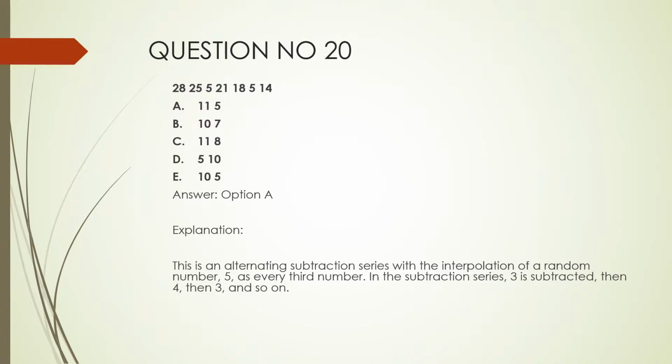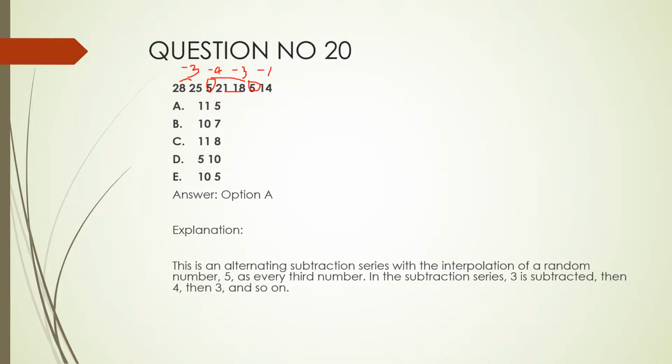Question number 20. 28, 25, 5, 21, 18, 5, 14. There is a subtraction or addition because the change is minor. 28 became 25. Then there is a 5, and you can see another 5 here. So it will be a repetition. Then 28 to 25, 21 to 18, 18 to 14. So let's compare. 28 to 25 means there's a subtraction of 3. Then 25 to 21, there's a subtraction of 4. And 21 to 18 minus 3. And 18 to 14, it will be minus 4.